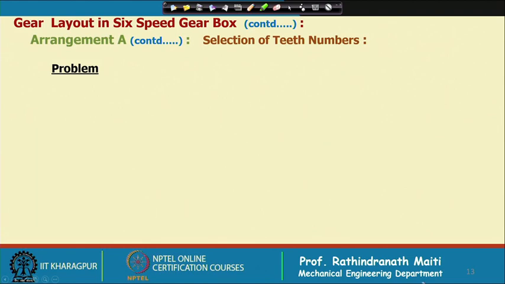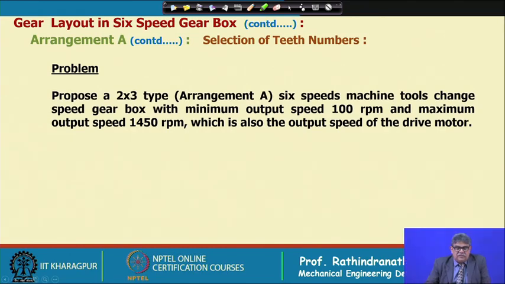So, now we are considering a practical problem. In this problem it is asked to propose a 2 into 3 type arrangement, which we have named as arrangement A, but usually it will be called a 2 into 3 type, sometimes 2 into 3 into 1. The one is that the input speed has no reduction or no increase in speed, but most popularly it is called a 2 into 3 type, which I have shown already.